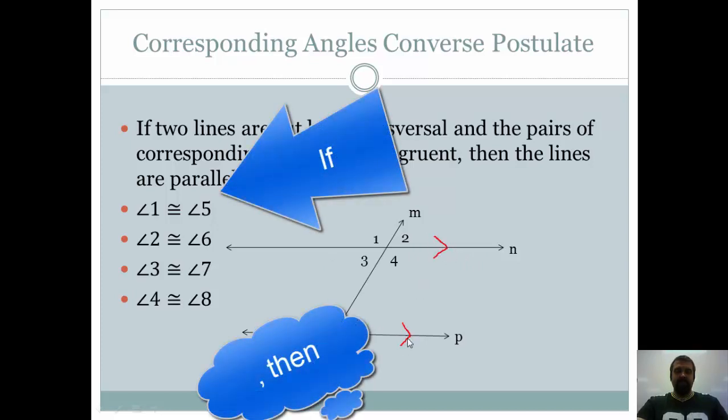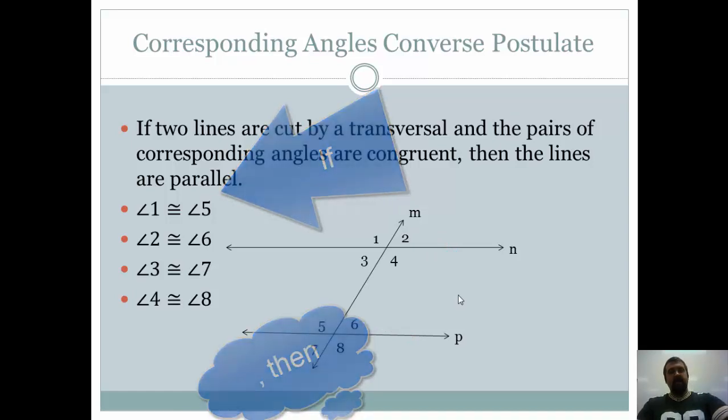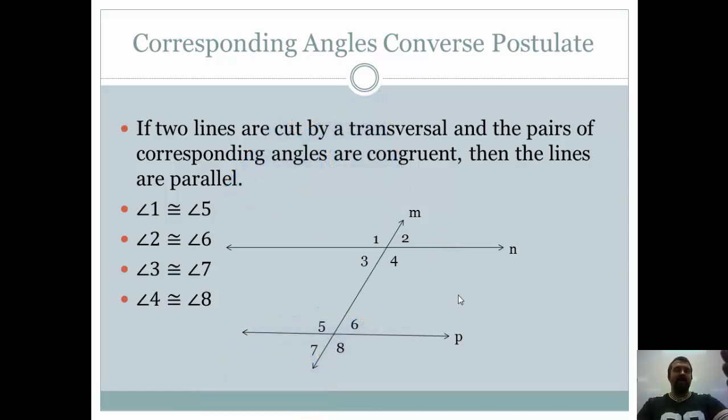I put the symbol in here to show you. So again, I went from not being parallel and knowing that these are congruent to saying, hey, I know these are congruent. Those forces line N and P to be parallel. Okay? Again, this one's the postulate. I can't prove to you why this happens, but it does.